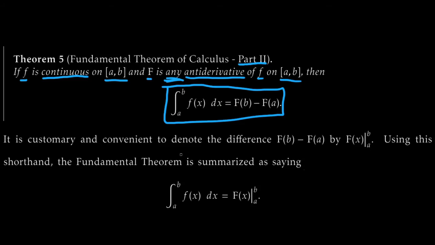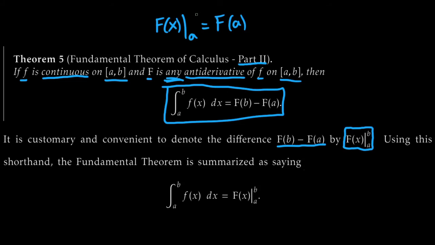All right, so it's often customary and convenient to denote the difference F of b minus F of a by, and this is just some notation, this is not a new concept, it's just shorthand, just a nickname. But we denote this by F of x bar subscript a superscript b. So this is read as F of x evaluated from a to b. So the gist is that, like we've seen before, if I write, say, F of x, then the bar, and then a, this is just saying F of a, right? Evaluate F at a.